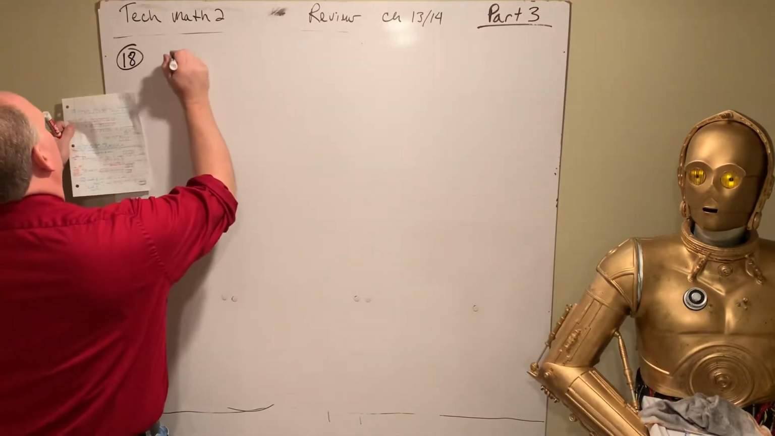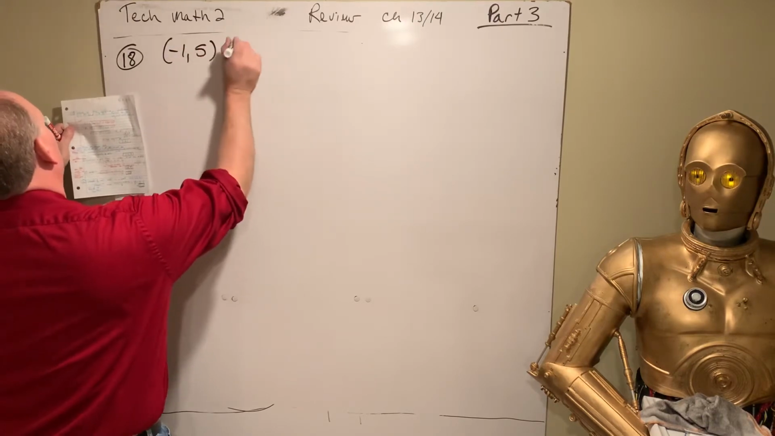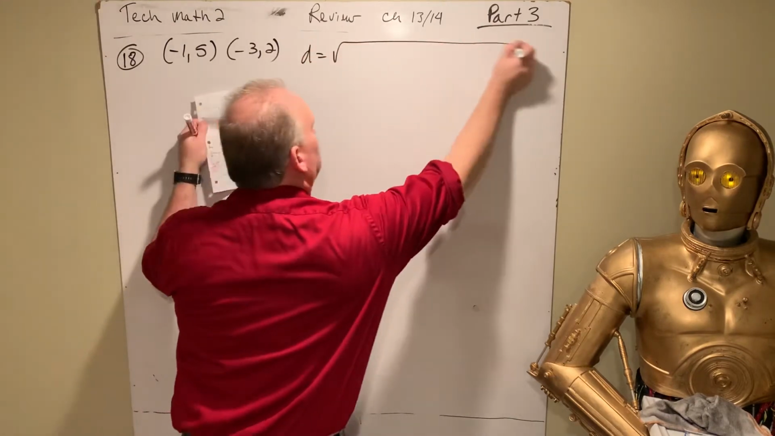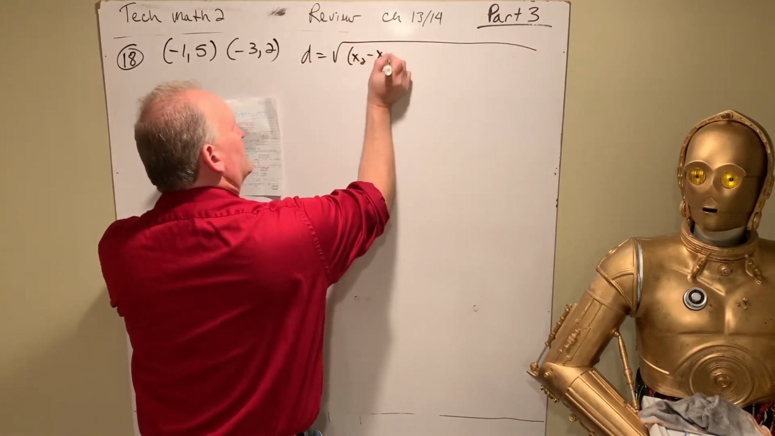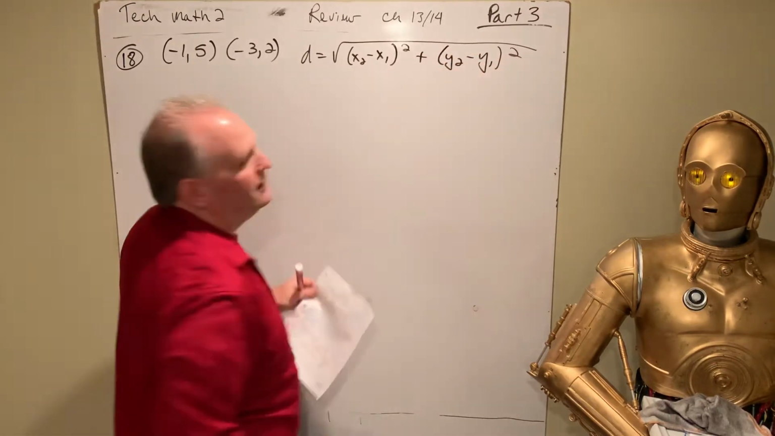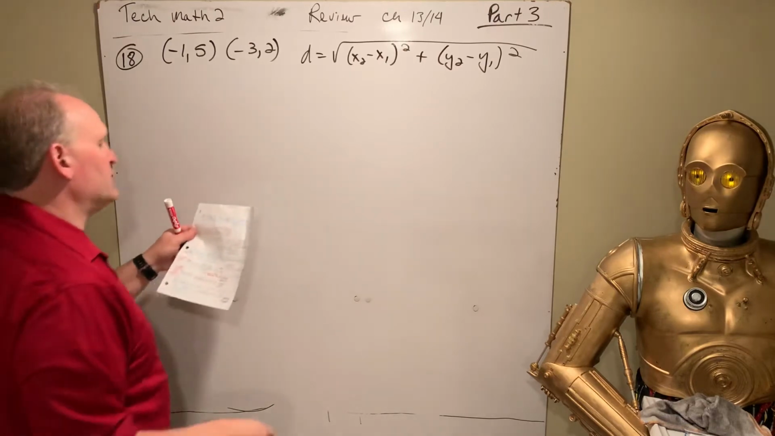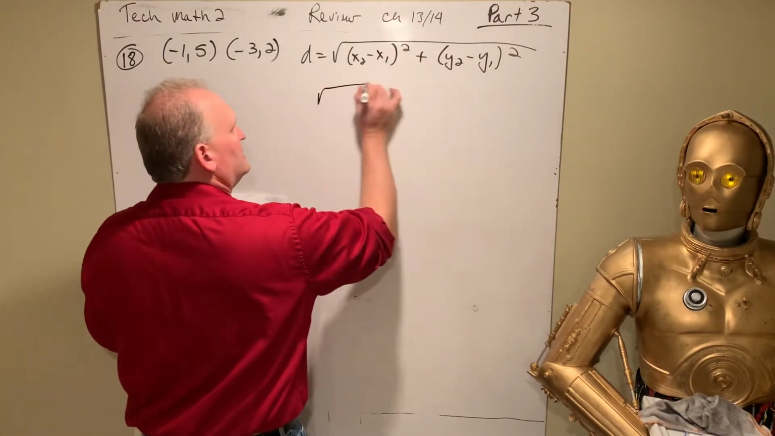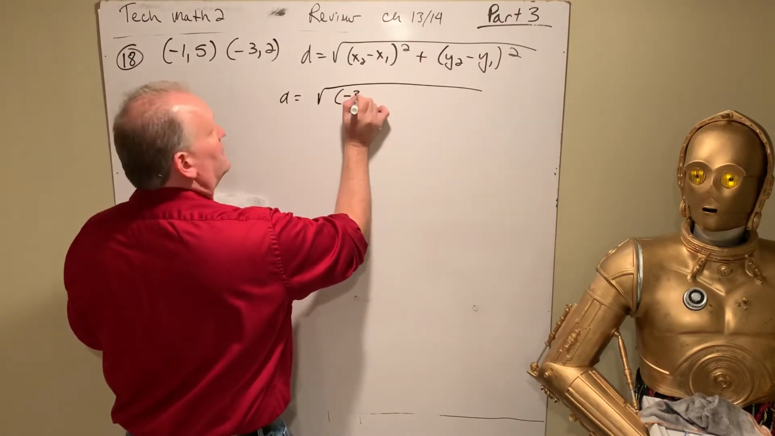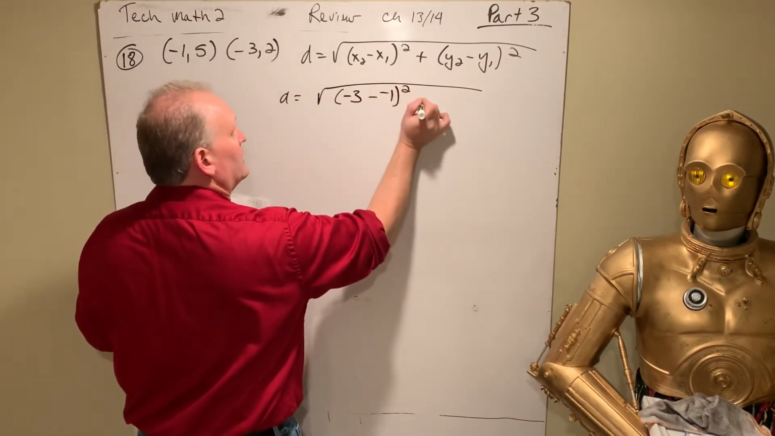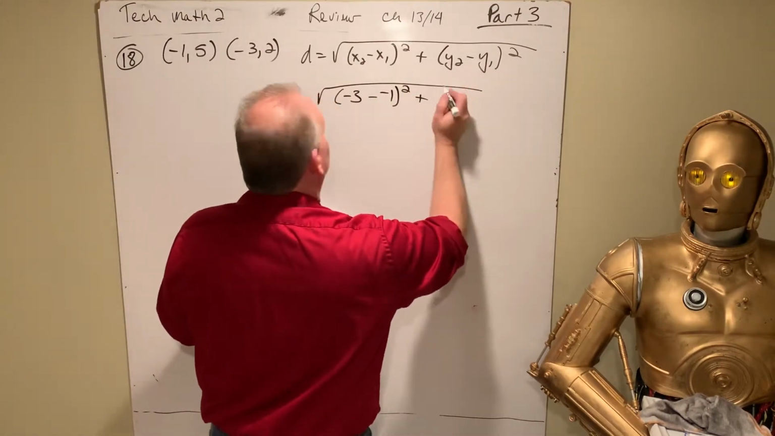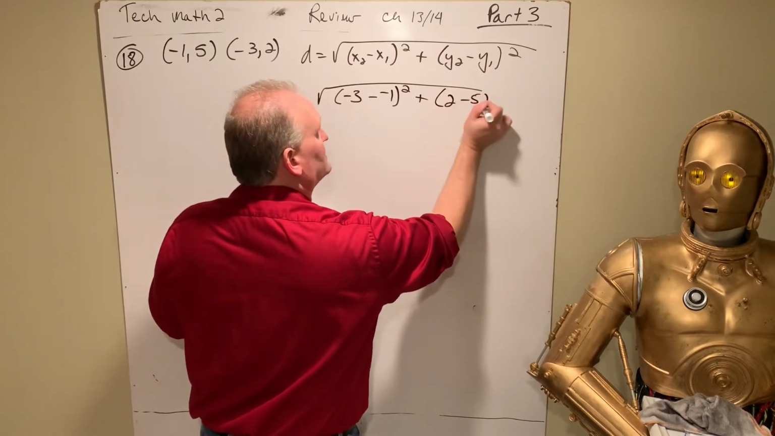18 is the distance formula between that point and that point. So that's just plug and chug again. Distance equals the square root of the change in x, quantity squared, plus the change in y, quantity squared. Again, it doesn't matter which one you put first or second because you're squaring them. So the distance here is going to be negative 3 minus negative 1, squared. Just mind your positives and negatives. That's usually where mistakes happen with these. And 2 minus 5, squared.